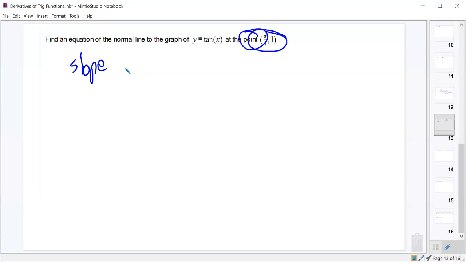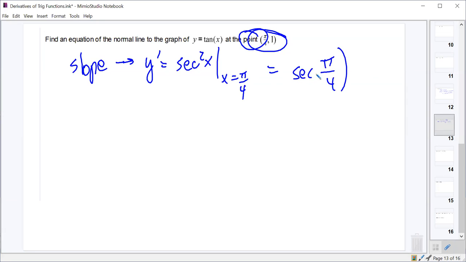So if we find the slope of the tangent line, we should be able to take the opposite reciprocal of that to find the slope of the normal line. So what's the derivative of tangent x? Let's say y prime. Secant squared x. Yep, and if we're going to evaluate that at x equals pi over 4, what is the secant of pi over 4? And then we need to square it. So what's the secant of pi over 4?